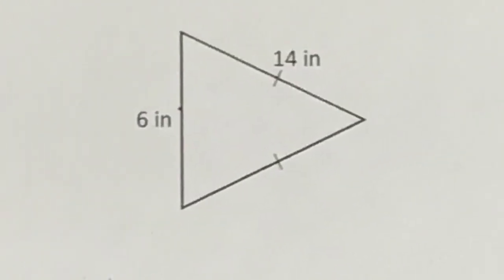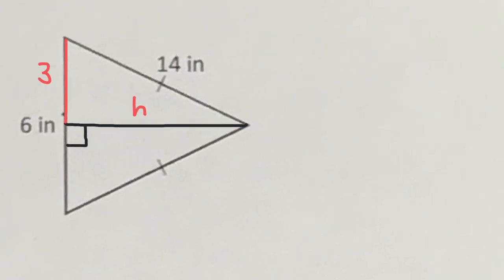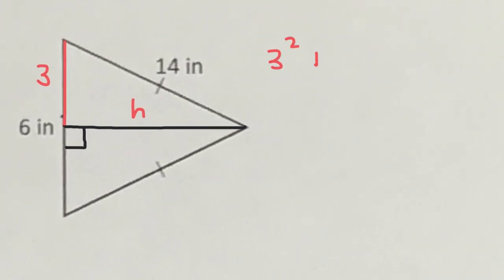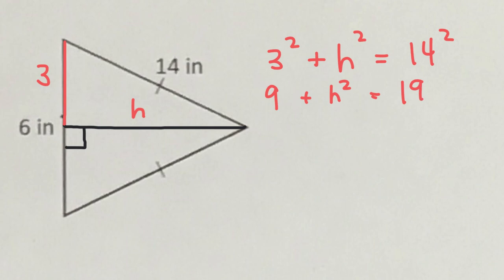Okay, this one over here. So here, our height goes from the vertex, in between your parallel legs, to the opposite side. So in this case, 6 is your base. And we know that it bisects 6, so this half is going to be 3. So we're going to once again use the Pythagorean theorem in order to calculate the height of our triangle. So 3 squared plus h squared equals 14 squared. Now 9 is 3 squared. 14 squared is 196. So when we subtract 9 from both sides, we get 187.